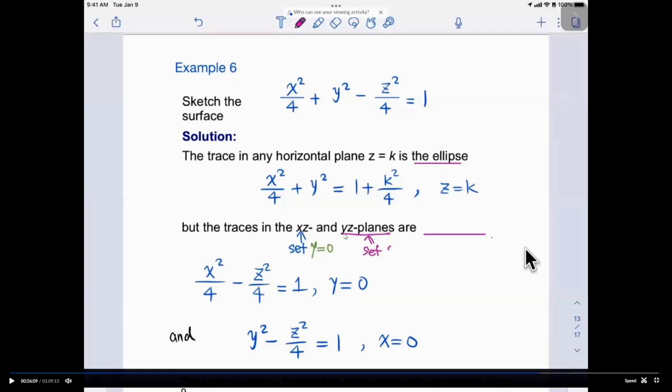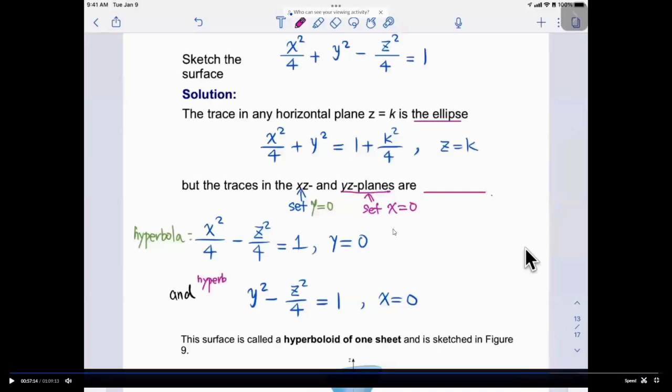Okay. Now what about the yz plane? For the yz plane, set what equal to 0? Yeah, x equal to 0, right? You set x equal to 0. Then you will get this. Both of them will be hyperbolas.